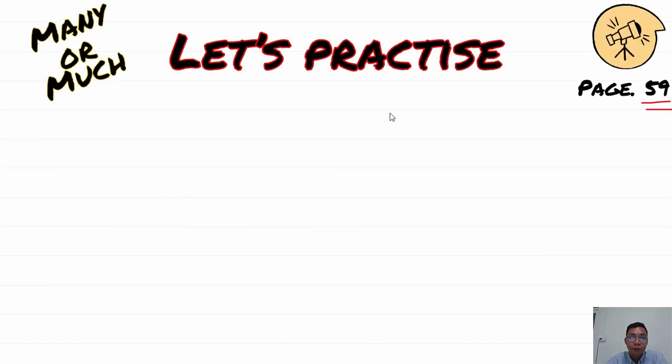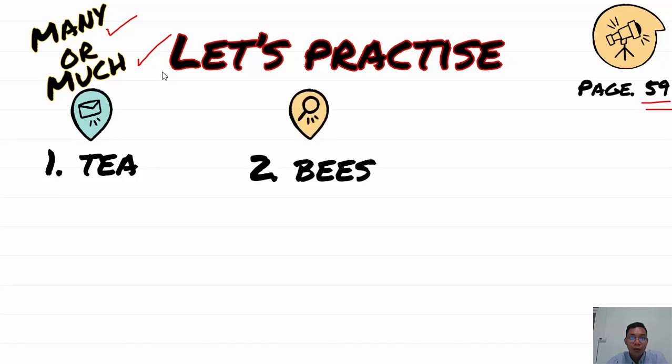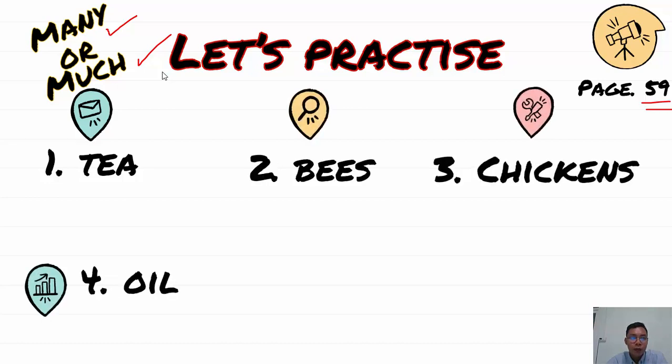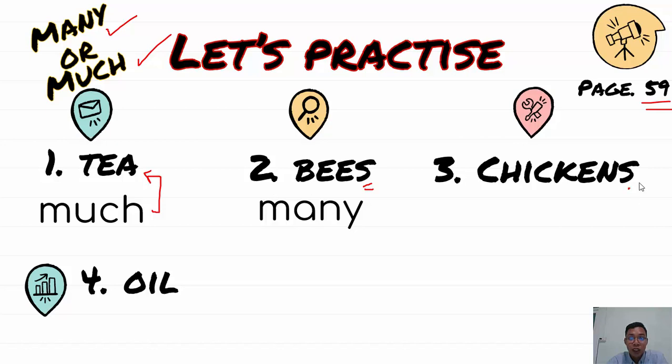So turn to page number 59. Let's practice when to use many and much. Tea, bees, chickens, oil. We use much with tea because tea is an uncountable noun, and we use many bees. Chicken is a countable noun in plural form, many chickens. Oil is an uncountable noun, so we use much.